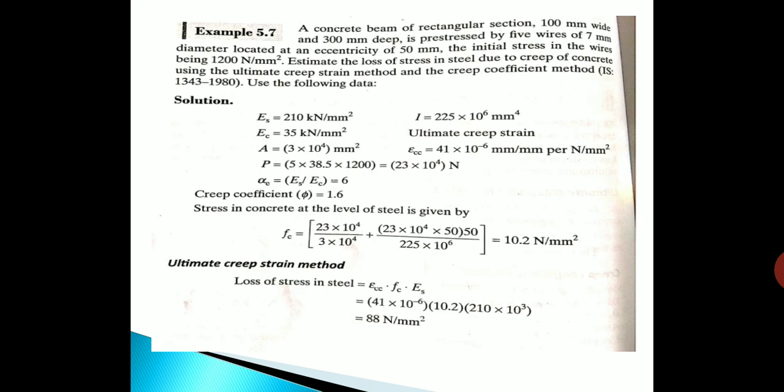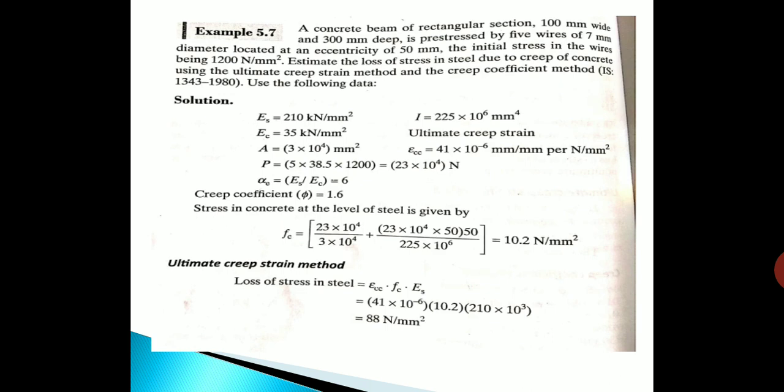So e is given as 50. The beam is of size 100 by 300. There are 5 wires of 7 mm diameter. The initial prestress in the wires is given as 1200 Newton per mm square. We have to find the losses in stress due to creep of concrete by using both the methods which we have discussed earlier today. Let's take down the given data, that is, the modulus of elasticity of steel and concrete. If not given, it has to be taken suitably.